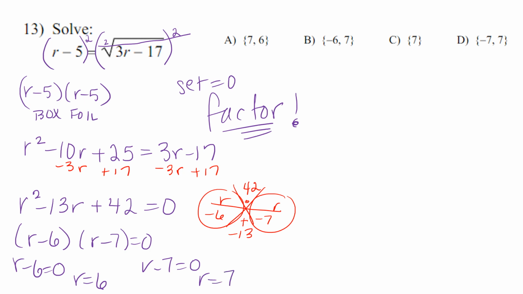If you notice, I have an answer choice with both 6 and 7, and then I have an answer choice with only the 7. I know it can't be the other two because it doesn't equal -6 and it doesn't equal -7. So I'm down to a 50-50 shot. This is why you have to double check your solutions. All right, so let's check.